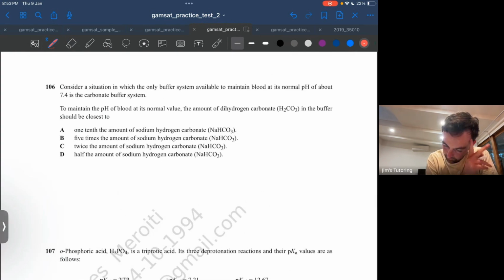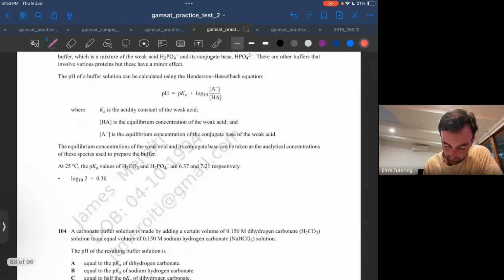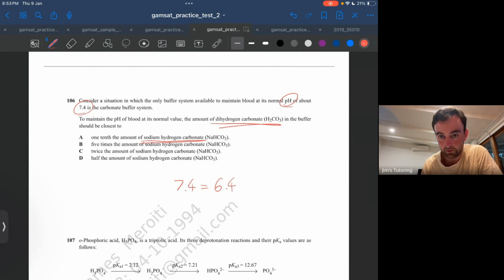Okay, and we'll just go through this one quickly. So in this case, it's essentially exactly the same. So that's why I'll go through it quickly. They've told us here that the pH is 7.4, and we need the amount of dihydrogen carbonate in comparison to sodium hydrogen carbonate. So this would just be 7.4 equals, now we know that the pKa of hydrogen carbonate is 6.37. So I'm just going to say 6.4 because that makes it nice. Sorry, not equals. Plus log of A over HA.